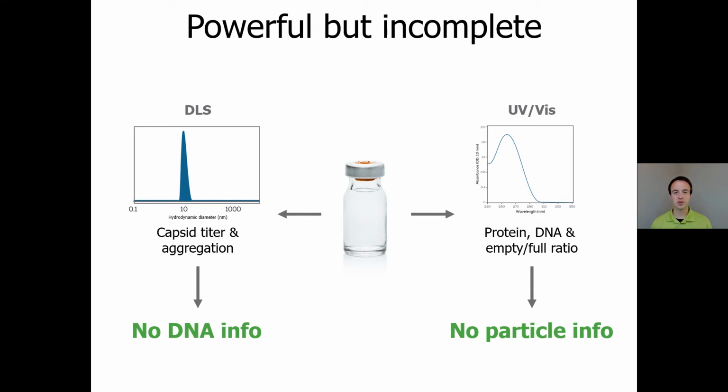Each of them tells a part of the story. DLS gets you info on capsid titer and aggregation, but can't say anything about what's happening with DNA. On the other hand, UV-Vis gets you the total amounts of protein and DNA and can link those to empty full ratio, but doesn't give you info about if any of this is contained in capsids. Each gets you valuable info, but neither tells you everything. So what if you could combine them to get a whole story?